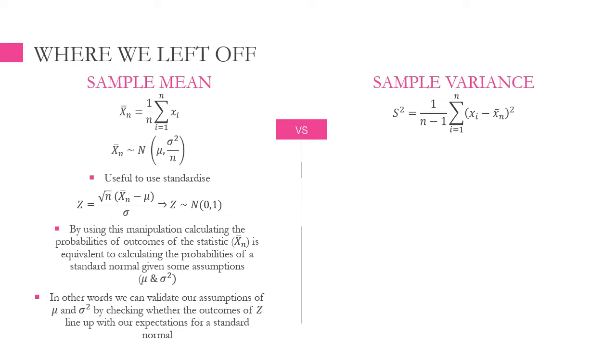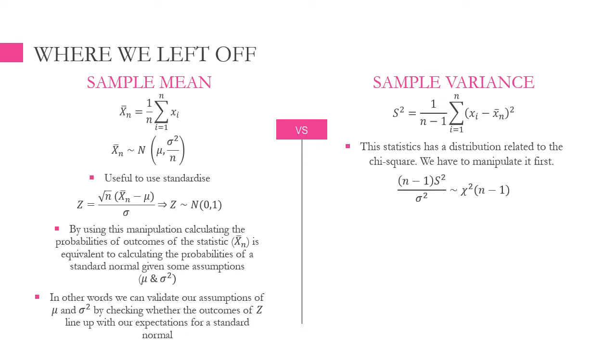Let me know, but it's not super important. We just have to know it's n minus 1. Anyway, this statistic has a distribution that's related to the chi-squared distribution. S squared isn't actually a chi-squared itself, but if we manipulate it a bit, where we multiply by the number of sample points minus 1, and then divide by the population variance, then that has a chi-squared distribution with n-1 degrees of freedom.